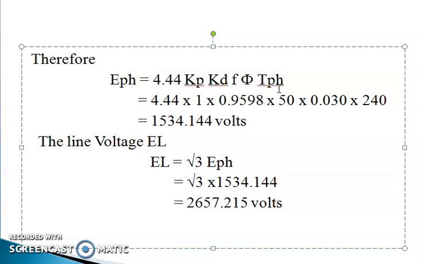If they don't give it, the formula for Kd is sin(m beta by 2) divided by m sin(beta by 2). That formula you have to use, and you have to calculate the Kd factor. Usually they will give Kd. For you people, they will give Kd. Then by substituting Kp, Kd, F, phi, T, you can calculate the phase voltage. Then by multiplying root 3 to that, you calculate the line voltage.